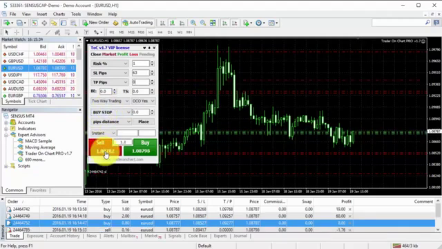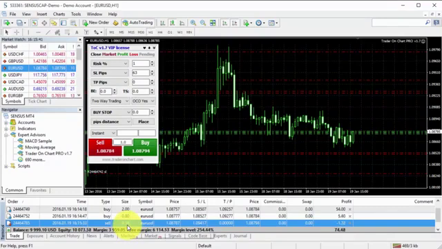I click the sell trade, and I get my sell trade open, and the lot size is 0.16. So this means that when my order hits the stop loss of 63 pips, it will lose 1% of the account.